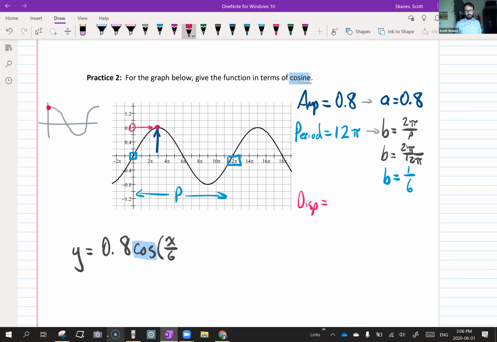How much has it been shifted by? Well, it's been shifted by 3 pi. It used to be at 0, and it's been pushed to the right by 3 pi. So our displacement is 3 pi. And from that, we can get c.